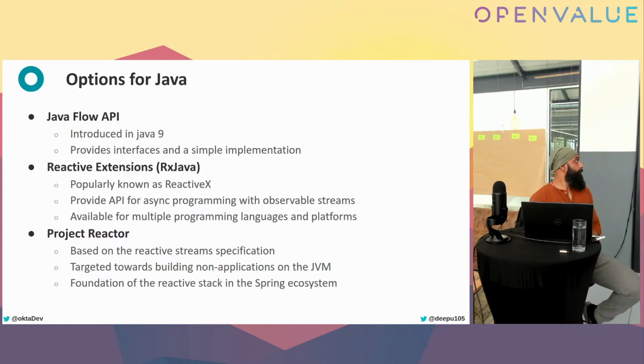And finally, there is Project Reactor, which is what Spring also uses. This is what I'll also be using, because JHipster uses Spring, and so we use Project Reactor indirectly. Both Reactive Extensions and Project Reactor are quite good. You cannot go wrong with either. They have slightly similar-ish kinds of APIs.